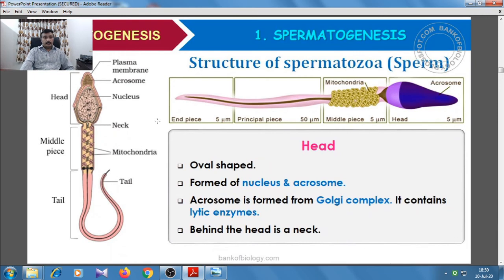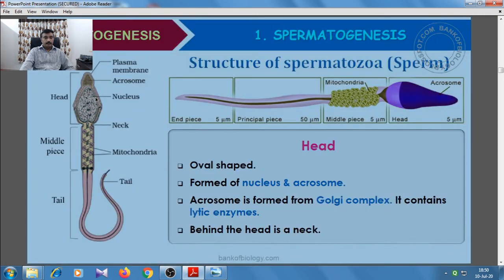The head, you can see, is oval in shape. In the center there is a large nucleus, and in the anterior region there is a cup-like structure called the acrosome, and it contains enzymes. This acrosome contains certain enzymes for dissolving the membrane surrounding the egg or ovum.